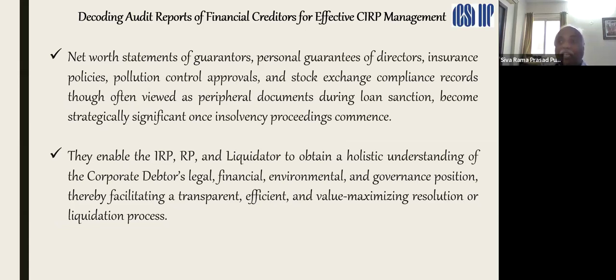Net worth statement of the personal guarantor, insurance policies, pollution control approvals, stock exchange compliance records, though often viewed as peripheral documents during loan signing, become strategically significant once insolvency proceedings begin. All these things we take at the time of giving the loan to the corporate debtor. But definitely some good results will happen during the CIRP or liquidation. They enable the IRP or RP or liquidator to obtain a holistic understanding of the corporate debtor: legal, financial, environmental, governance position, thereby facilitating a transparent, efficient and value maximizing resolution or liquidation process.